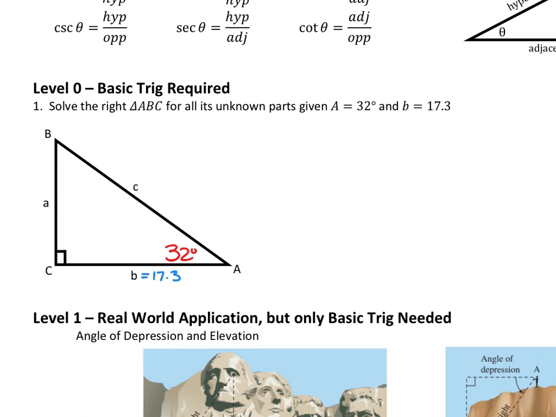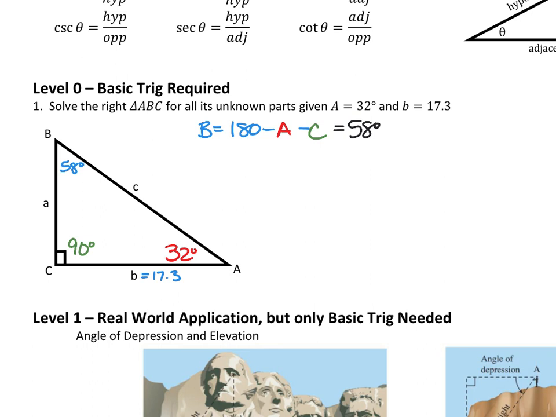We want to solve the rest of the triangle. It feels like they didn't give us enough information, but they totally did. Because isn't C 90 degrees? Which means what is angle B? 58. Because angle B is going to be 180 minus angle A minus angle C. Which, yes, 180 minus 32 minus 90 is 58. So we have all three angles. Check, done.